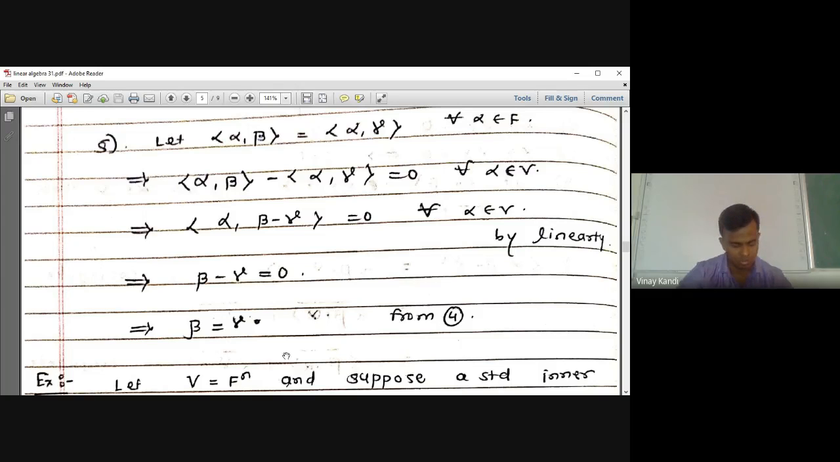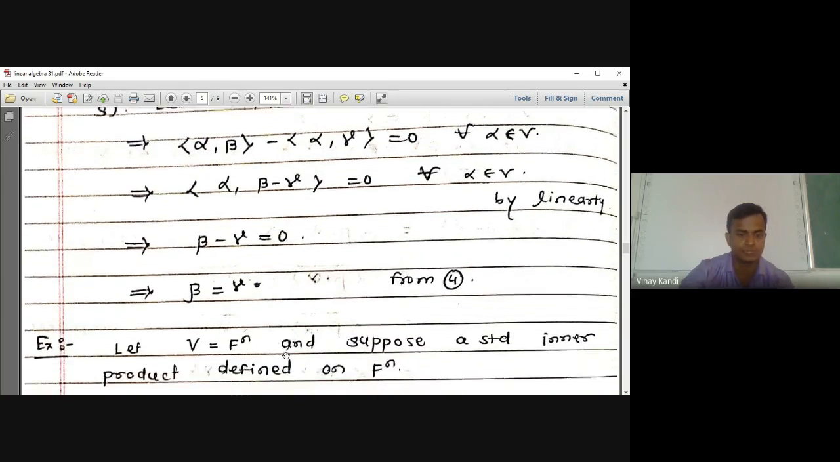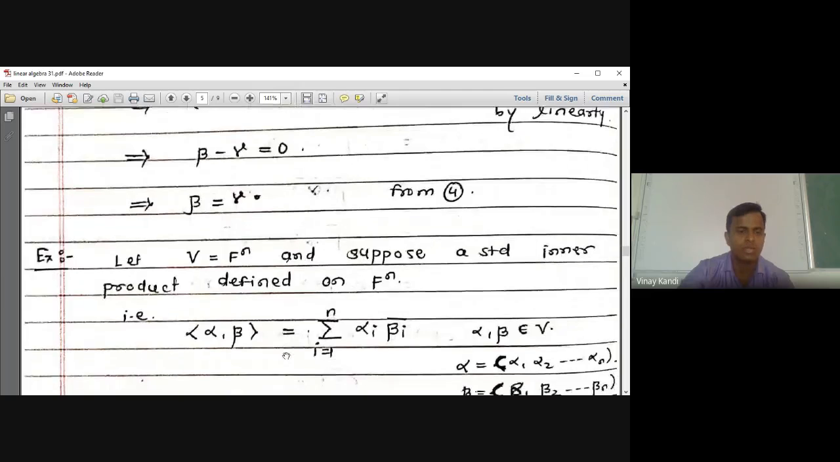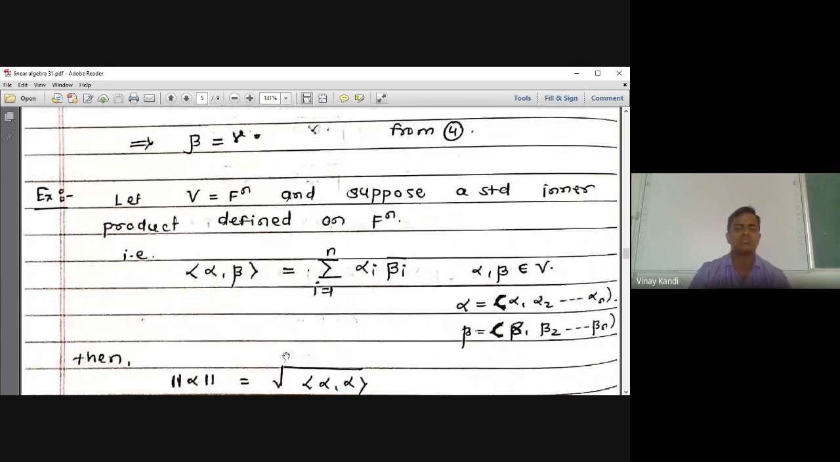Now, the next part. Let V be equal to F^n, and suppose the standard inner product is defined on F^n. This is how we can write the inner product of alpha and beta. This is the standard inner product space: summation i is equal to 1 to n, alpha i into beta i bar.